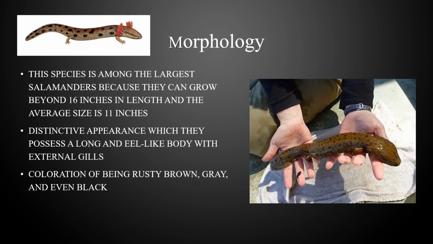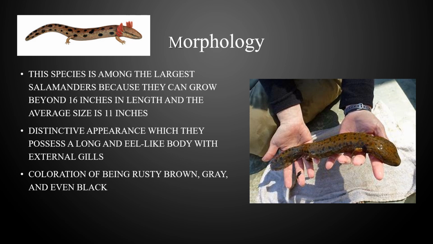Now moving on to morphology, talking about the anatomy and more things about this species. This species is very interesting because the mudpuppy is among the largest salamanders. They can grow beyond 16 inches in length, and on average they're about 11 inches, which you can see in the picture on the right side, the man holding one, which is a huge aquatic salamander. That's pretty big. They have a distinctive appearance, with a long, eel-like, flat body and external gills as their most distinctive trait. This helps them navigate through their habitats, getting under rocks and logs, which is why their body is made like that.